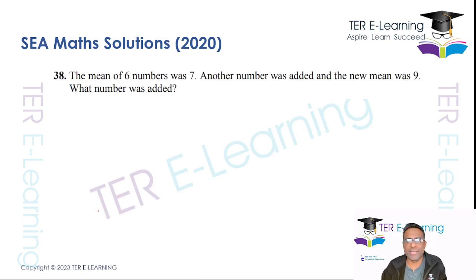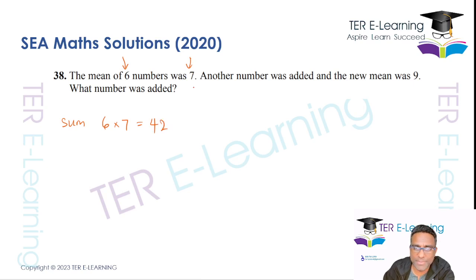Question 3. The mean of 6 numbers is 7, and a number was added and the new mean is 9. What number was added? The mean of 6 numbers is 7. So if you want to find the sum of those 6 numbers, all you need to do is say 6 multiplied by 7. That's how you get the sum here. 7 6s are 42. So that's your sum when I have a mean of 7, and the number of numbers that we have there is 6.